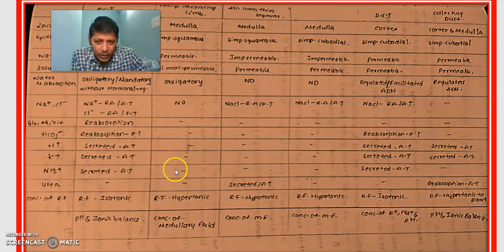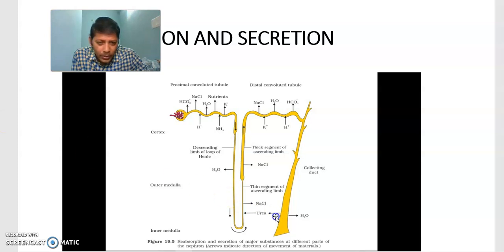Observe this part: in these three parts, H plus and K plus are secreted by active transport. NH3 is secreted here, in two parts, but H plus and K plus are secreted in three parts. And urea is reabsorbed by active transport; you can see urea is reabsorbed from here. There are urea channels, and they allow urea into the medullary interstitium.